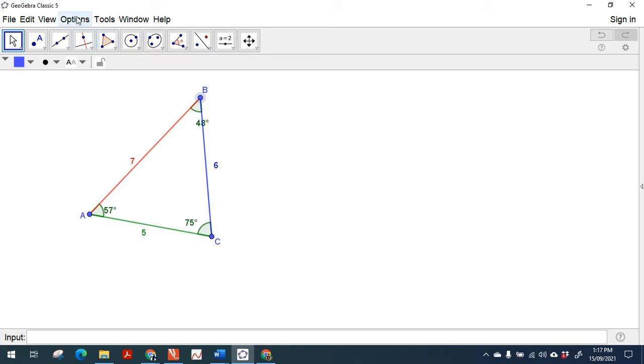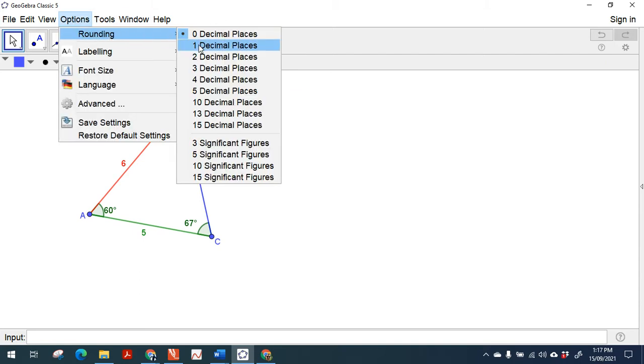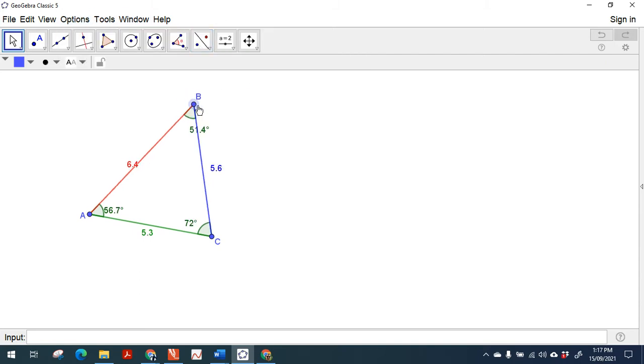Now if you're wondering about how we could have got a 6 before, obviously that's a bit of a problem. But if we change the decimal places to 1, there we go. We've got more accurate measurements now, so you can see that the longest side in this case, which is 6.1 now, is opposite the biggest angle. Okay.